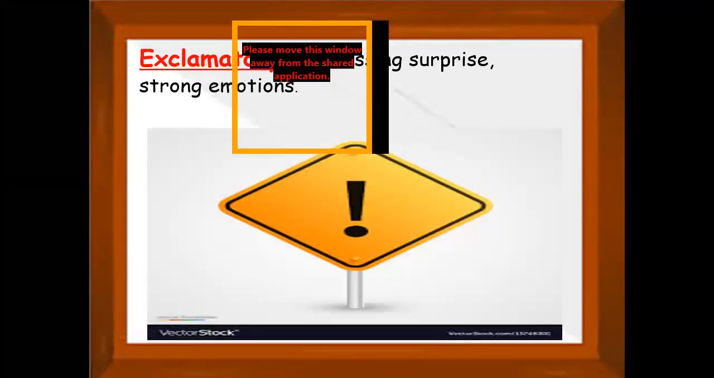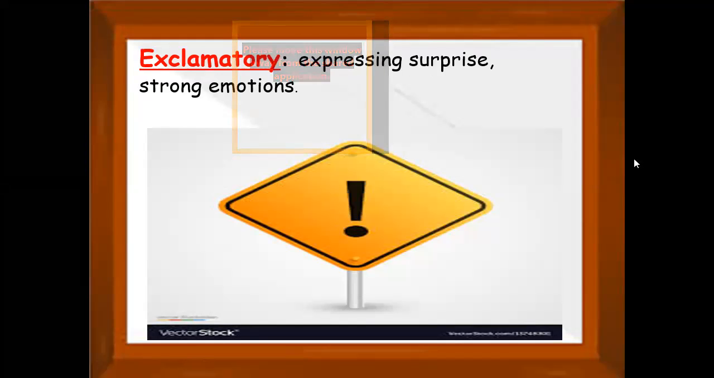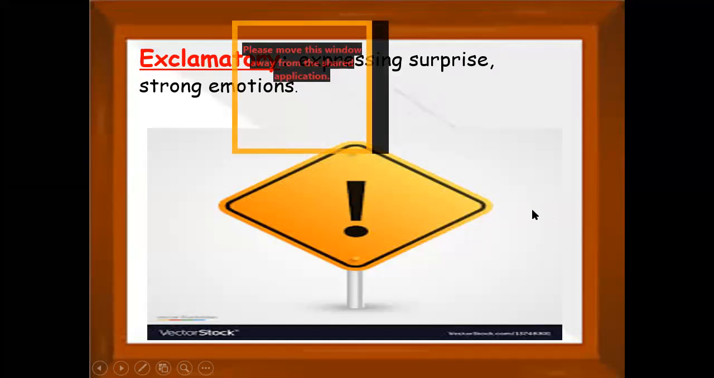Then we have the word exclamatory. Exclamatory is when you are surprised about something or you have strong emotions about something, expressing surprise. For example, when you see a beautiful girl and you say to her, how beautiful you are. Okay, this is exclamatory. We will study this rule later on next Thursday. Don't miss the next session. We will express this rule.